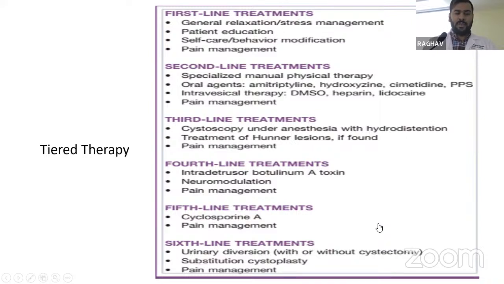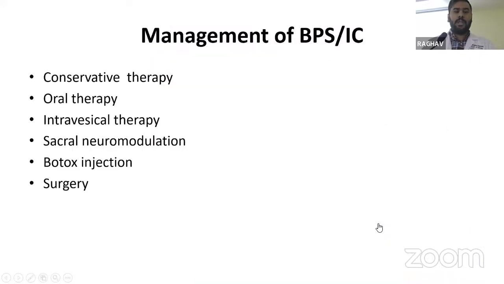And fourth line treatment is intradetrusor botulinum A toxin, neuromodulation, and pain management. Fifth line treatments, cyclosporin A and pain management. Sixth line include surgery, which may be urinary diversion with or without cystectomy, and substitution cystoplasty. We must note that pain management is included in all the tiers and should be of utmost importance.